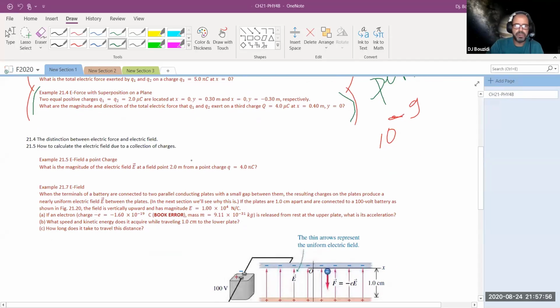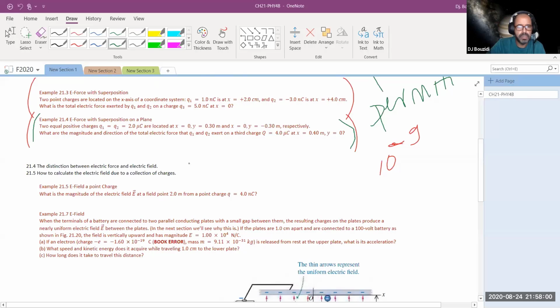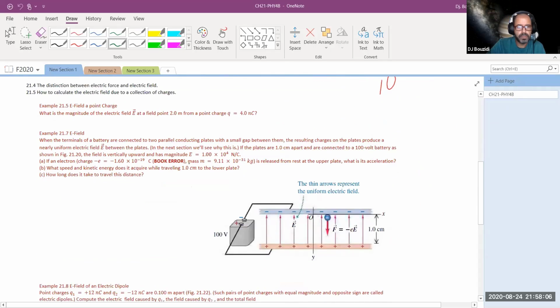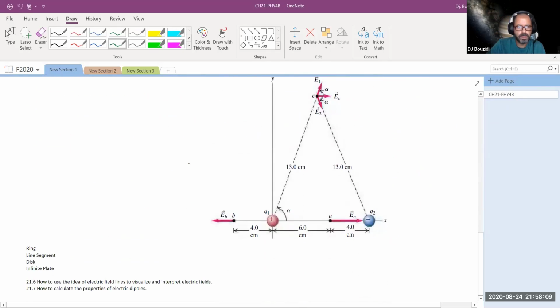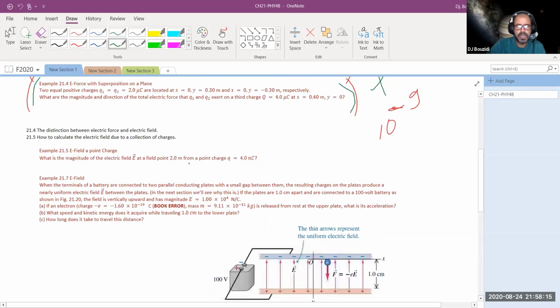in this chapter. So the next thing in here is the electric field, how to calculate the electric field. And down the road, the visualization of the electric field. So let me take one of these examples in here, example 21.5, which is: what is the magnitude of the electric field at 0.2 meters from a charge of 4 nanocoulombs?